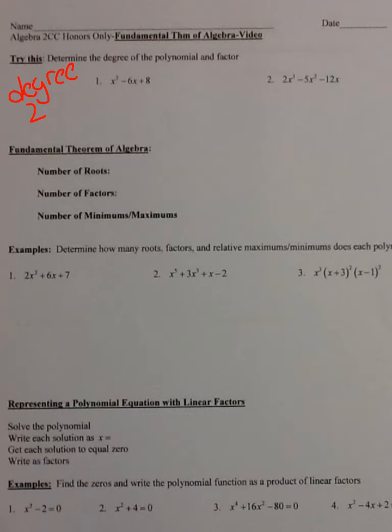Okay, so now let's factor. So I'm going to use master product. So when I multiply the first times the last, I get positive 8x squared. Okay, so now I need two numbers that multiply to 8 and then add to 6. That would be 4 and 2. So that is 4x and 2x, sorry.